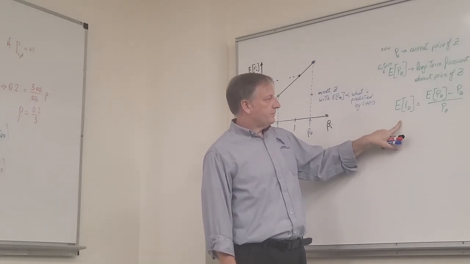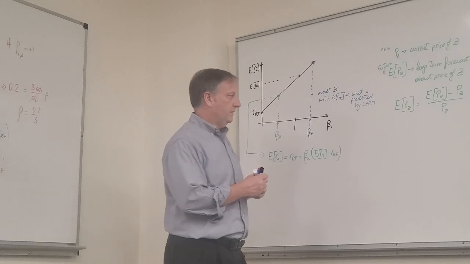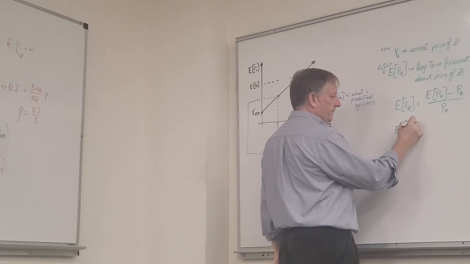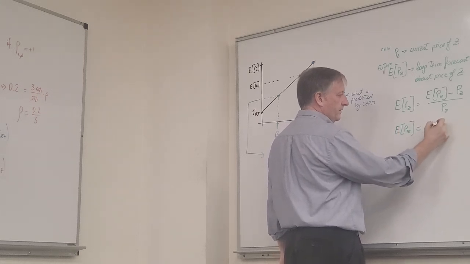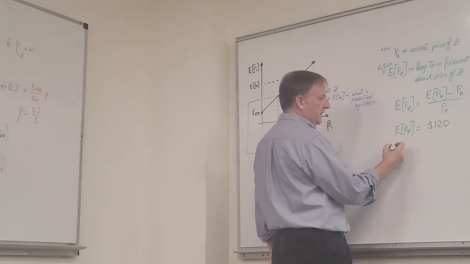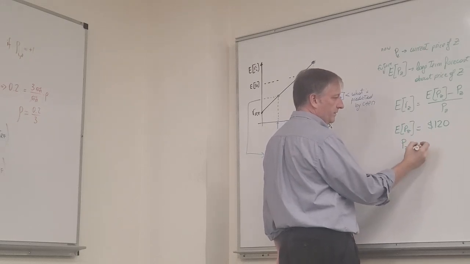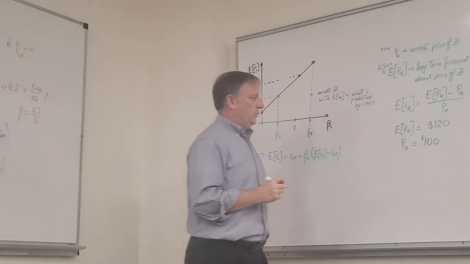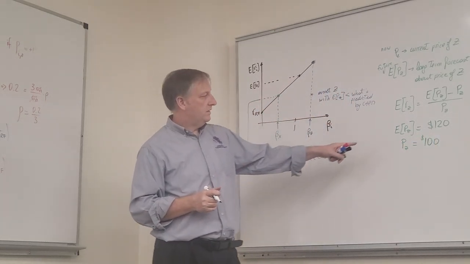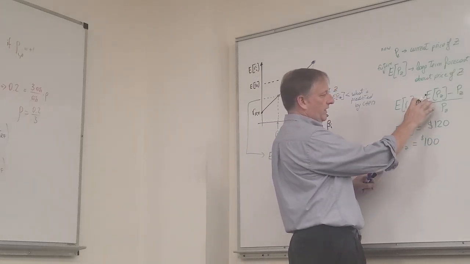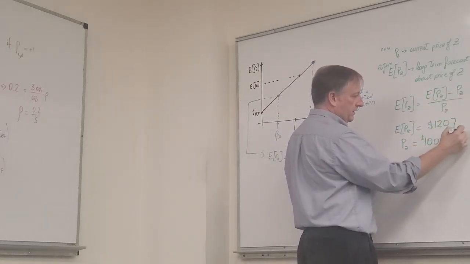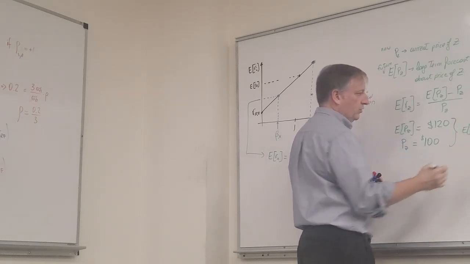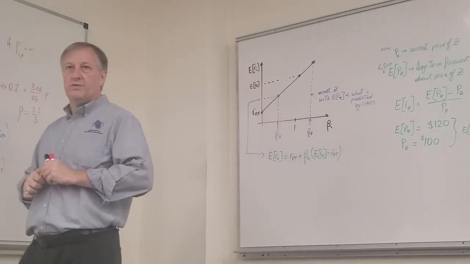So let's suppose now that all of a sudden we figure out that, but let's put some numbers in here. The expected price of Z is 120. The current price of Z is 100. So based on this, what is my expected return? So put 120 minus 100 divided by 100. This means expected return is 20%. I'm forecasting that this stock is going to go up by 20%.